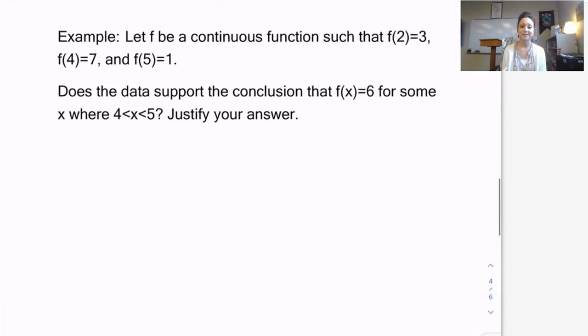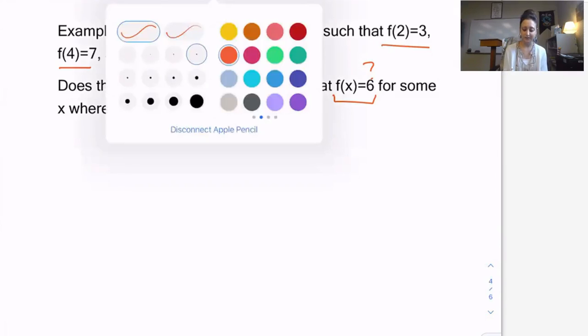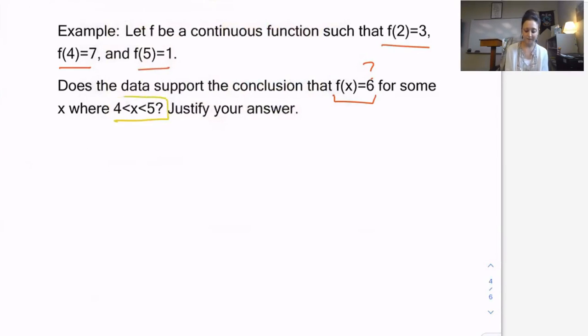All right, I'm going to force a pause on your screen. Can you please write that f of 2 is 3, f of 4 is 7, f of 5 is 1, and that this part is what we're trying to show. Okay, so we know that f is a continuous function, and we want to know if f of x is 6 for some x between 4 and 5. Okay, so let's check the math first.